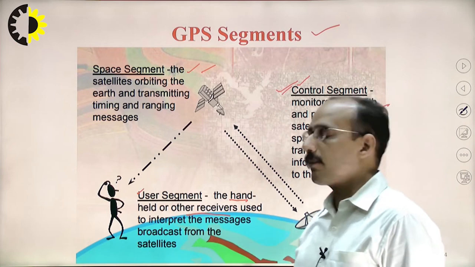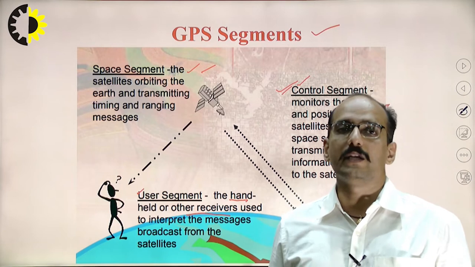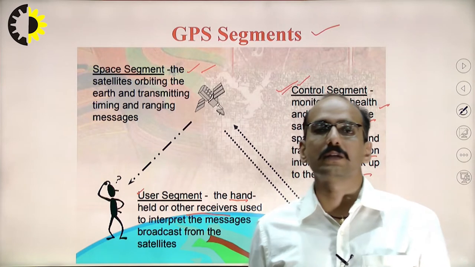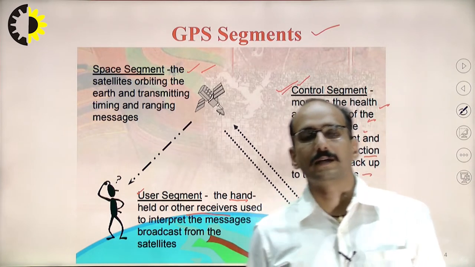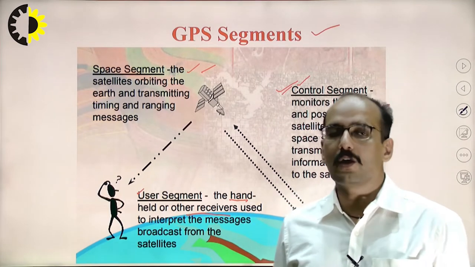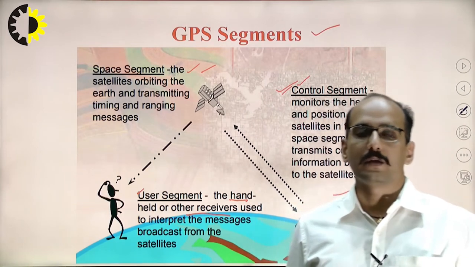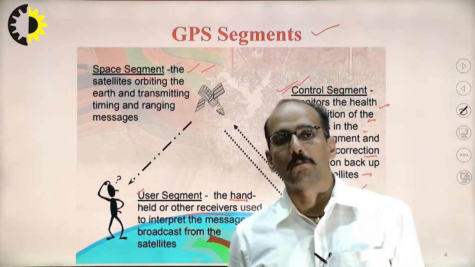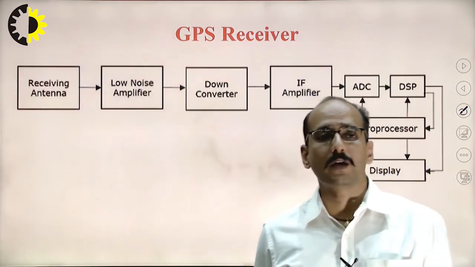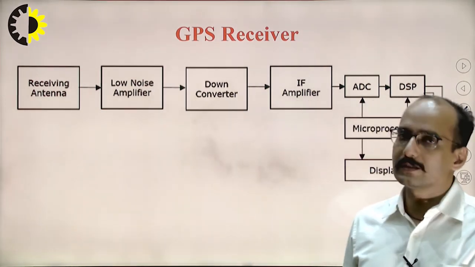But when we are talking about the user segment, as we discussed in the previous one, DBS-TV or DTH or VSAT, we understand one point: there is a set-top box in your room on which you are getting the DBS-TV signals. Similarly, for locating your device, your object or your vehicle on the map, Google Maps or the GPS map, you have to make a specific receiver which is built into your handheld device or the vehicle, and that is what helps you locate the GPS satellites.